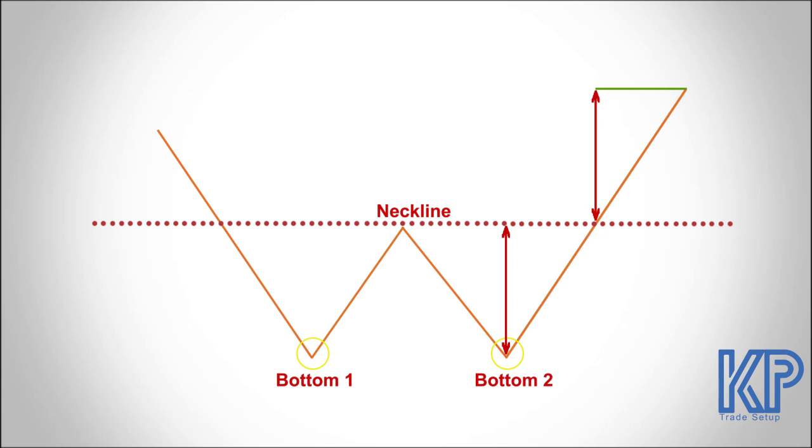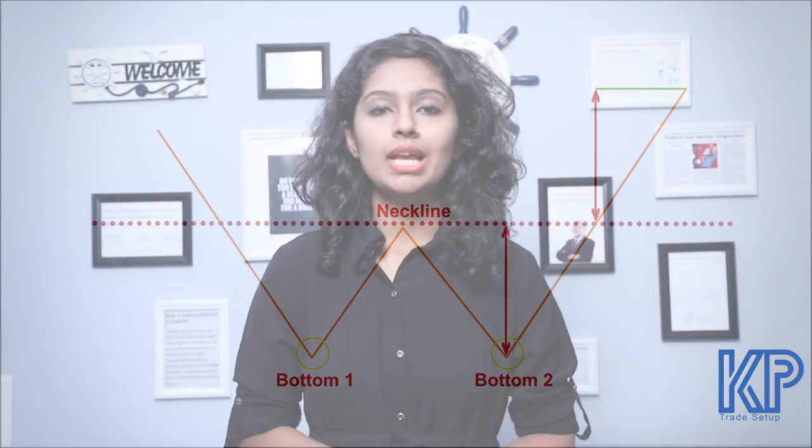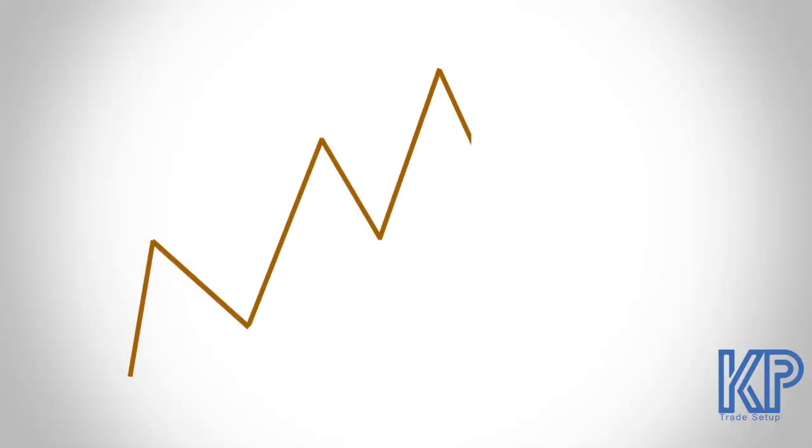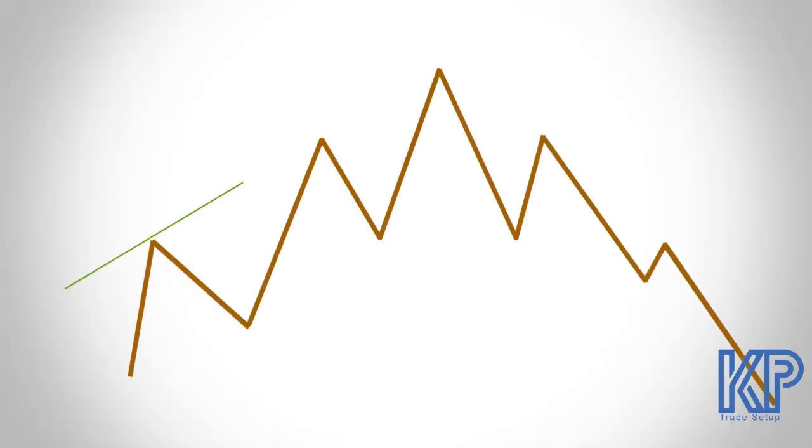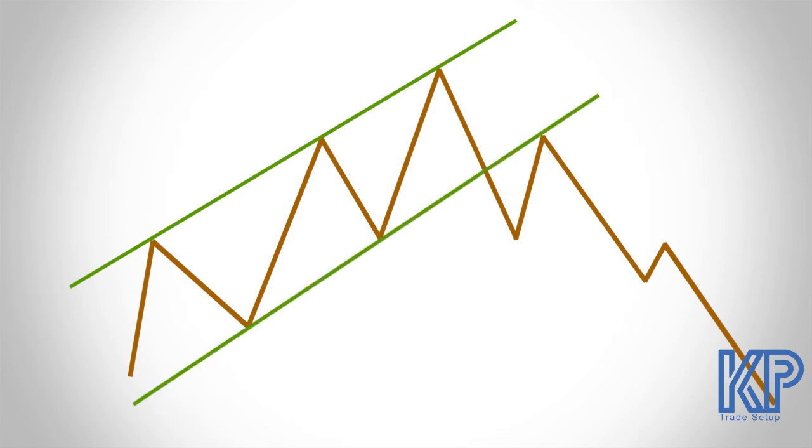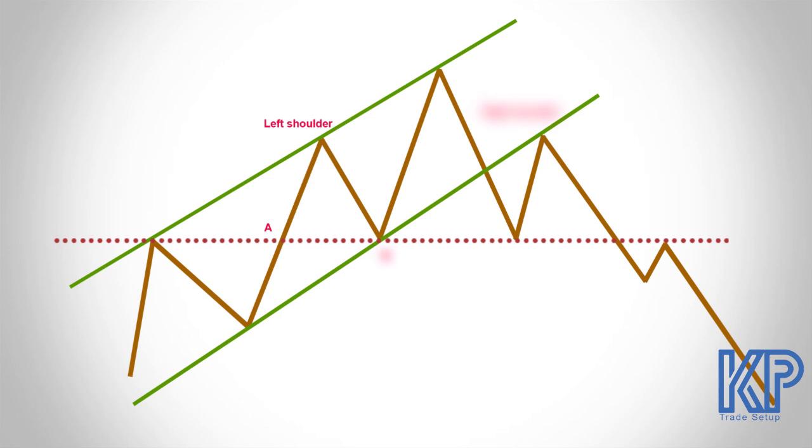You all must want to know the meaning of neckline. The low points of each peak are ruled in a straight line which forms a neckline. The head and shoulder is the most reliable pattern which helps traders to identify the reversal. This pattern has 3 peaks. The middle peak is the head because it's the highest peak, and the additional 2 side peaks are the left and right shoulders because they are low compared to the head.